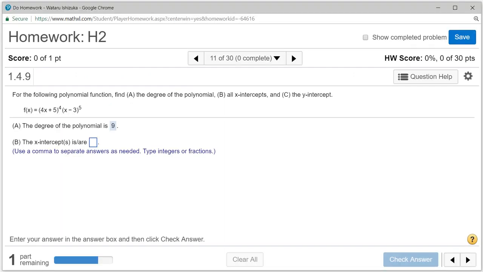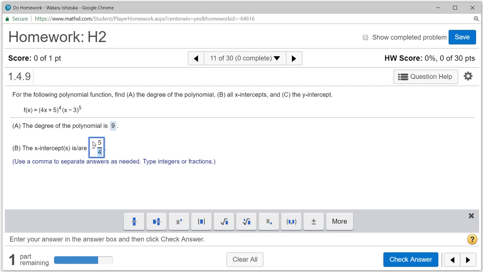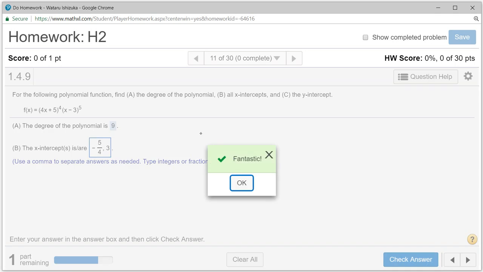So let's type it in. We have negative 5/4 and 3. Let's check the answer. We got that.